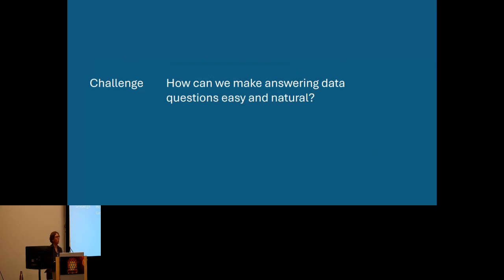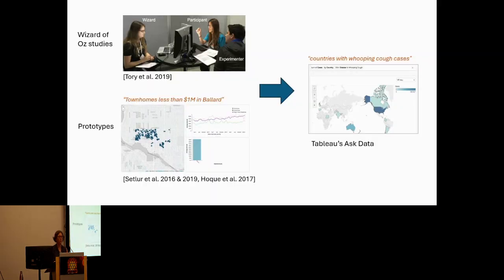All right, so that's the domain of Viz recommendation. Another way that visualization can be enriched through AI is by making the interaction with the visualization more natural. So the general challenge would be, how can we make answering data questions easy, natural, and simple? And while Viz recommendations are one way to do that, there are other things we could employ here.